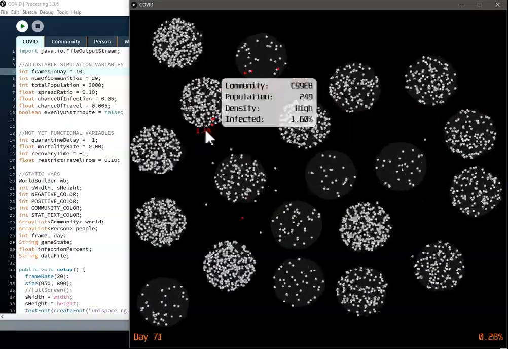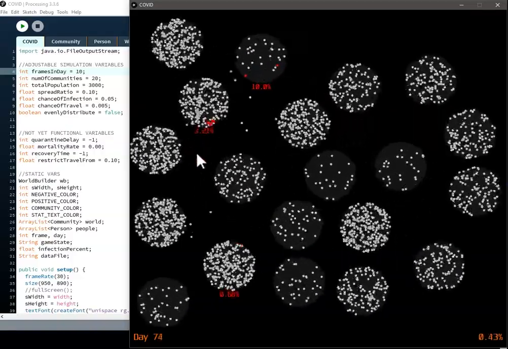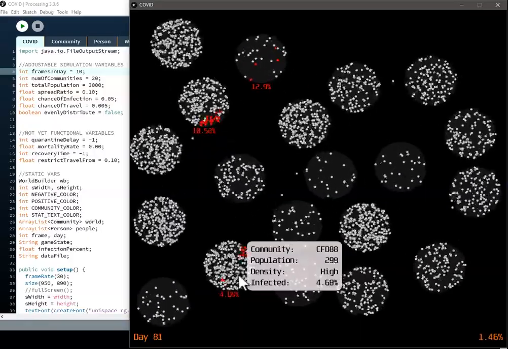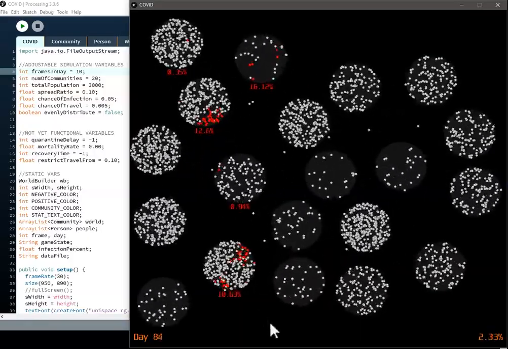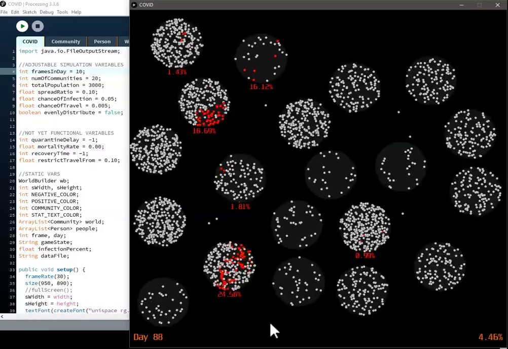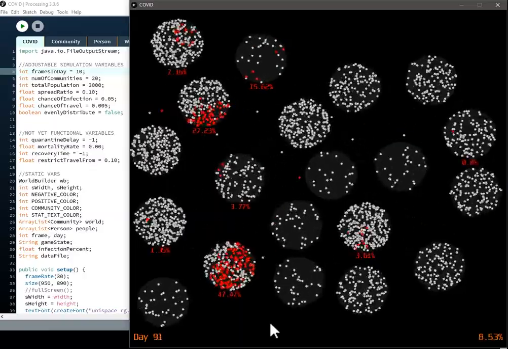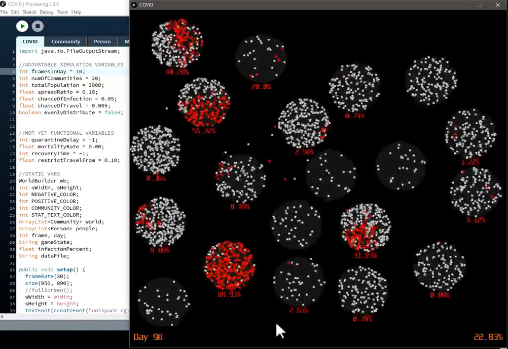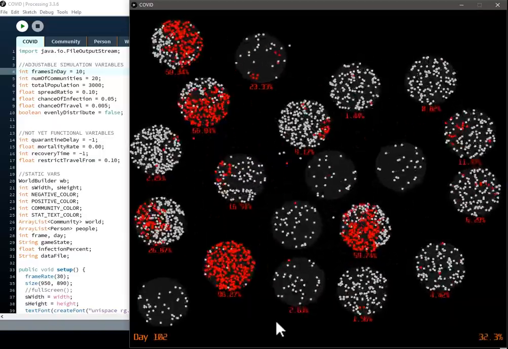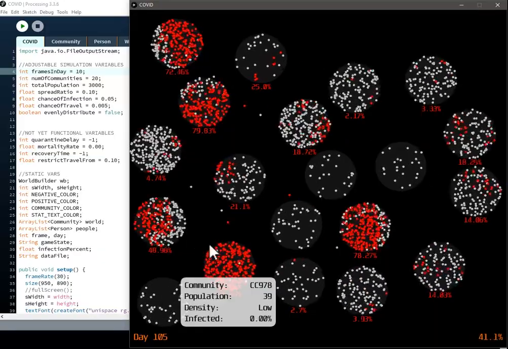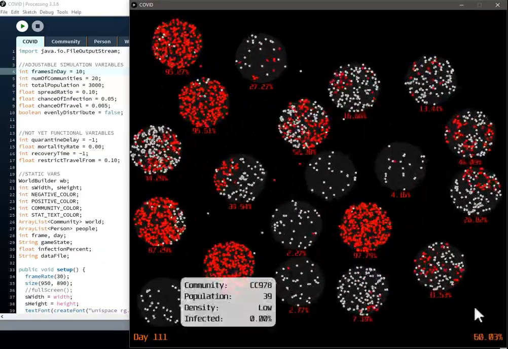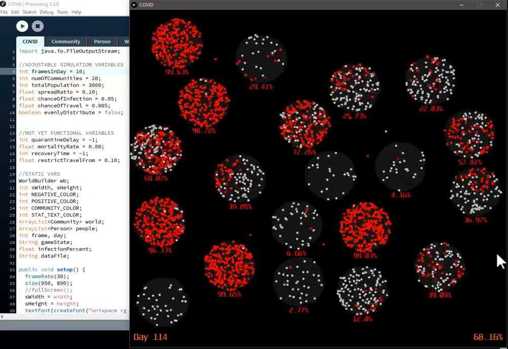And someone just traveled into a high population density area and down here into this high population area. So we're going to see a much faster growth now. Yeah, it's just exploding now. It looks like the couple of low density areas that we have around here are going to be the safest place to be right now.